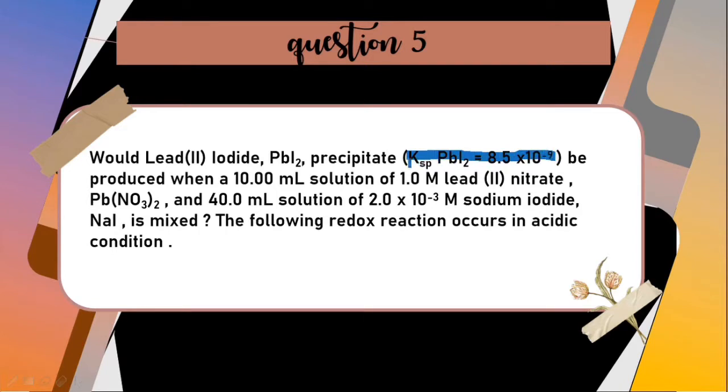In this question, the Ksp value of lead(II) iodide is given, which is 8.5 times 10 to the power of negative 9. It is also given the volume and molarity of lead(II) nitrate, and the volume and molarity of sodium iodide. The question asks whether PbI2, lead(II) iodide, will form a precipitate or not.